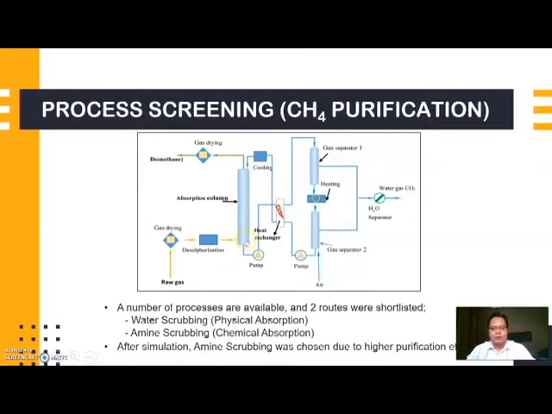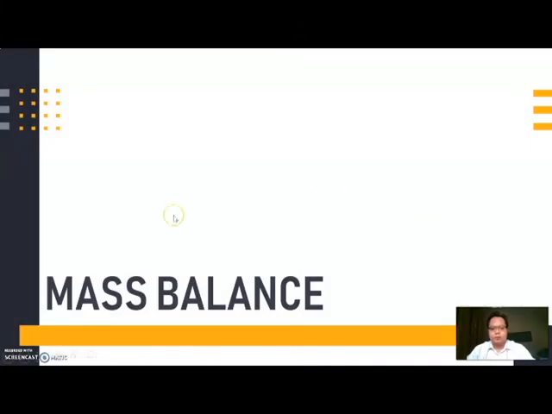From there, the dirty amine, which contains all the CO2 and H2S, will go through a separator or distillation column to remove those gases from the amine, and then the amine will be recycled. So in this process, theoretically, the amine will be recycled endlessly to achieve its purpose. Right, so I'll pass it to Nazmi for mass balance.